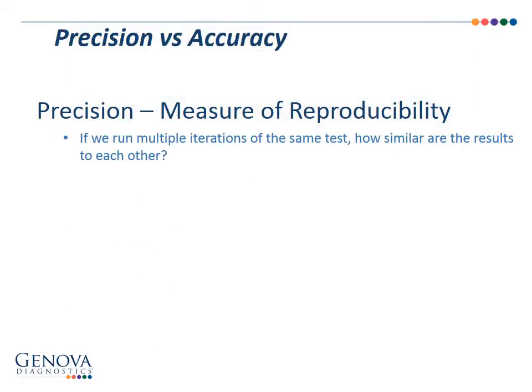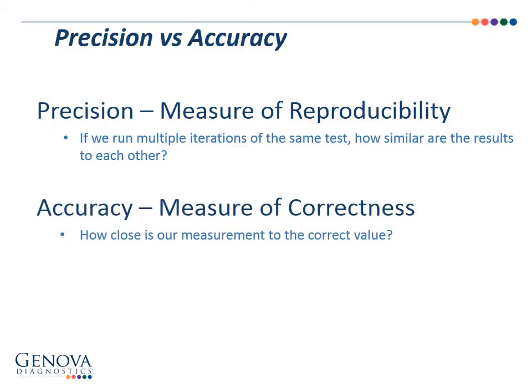So let's start with what's the difference between precision and accuracy, because these are two terms that I hear confused every now and then. But in the laboratory, they're very different things. So it's important to understand the difference. Precision is a measure of reproducibility. So if I have a test and I take one sample and I run it 10 times, do I get pretty much the same value every time?